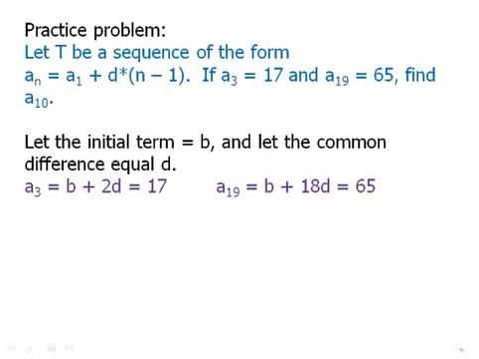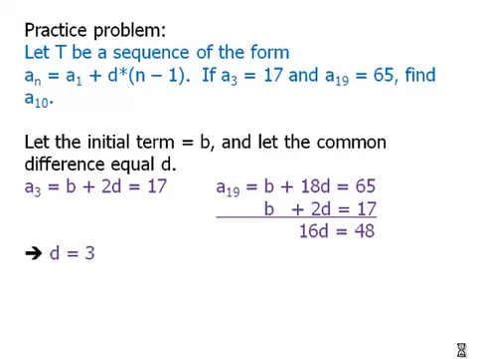We're just going to subtract the first equation from the second equation. Subtract, we get 16d equals 48. Divide by 16, we get d equals 3. And then plugging into a sub 3, we get that the initial term is 11. So now we have the initial term, the common difference. We can set up the general formula.